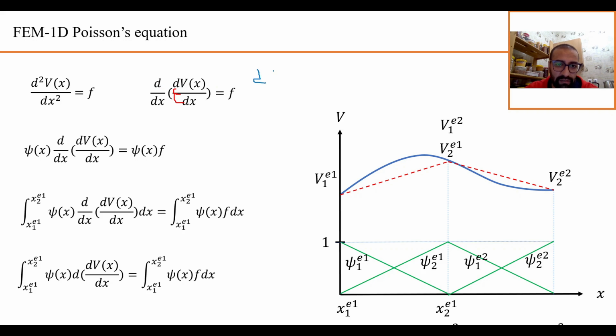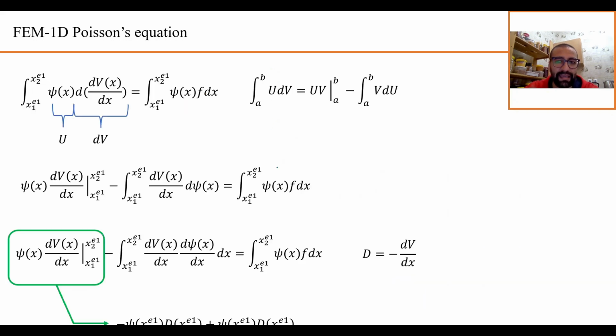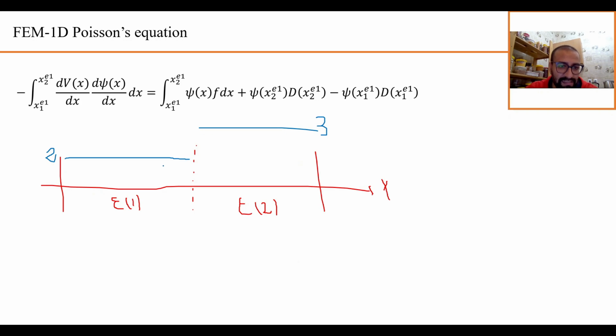It means that we need to calculate the derivative of epsilon with respect to x. But when this function epsilon is discontinuous, it's a step function, we cannot calculate the derivative. On the other side, if we keep that epsilon here, we can easily calculate the integral of the epsilon from here to here, then from here to here. Therefore, that's why the weak form of the PDE helps us to deal with, for example, discrete material properties.